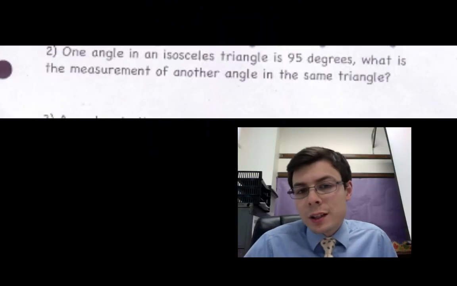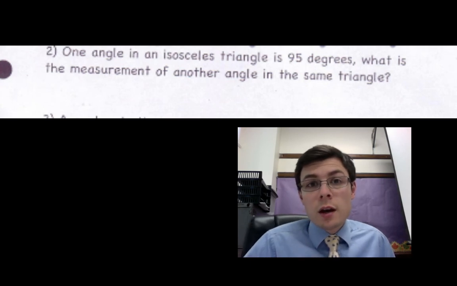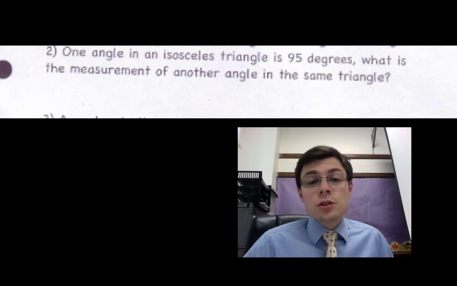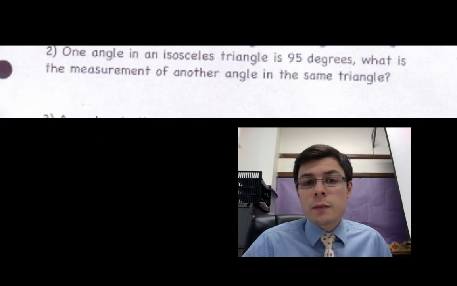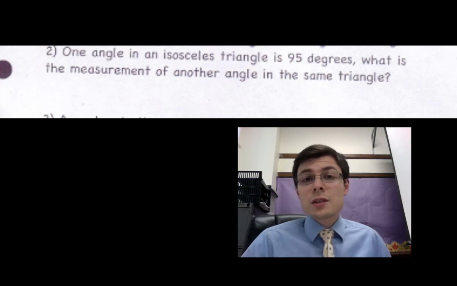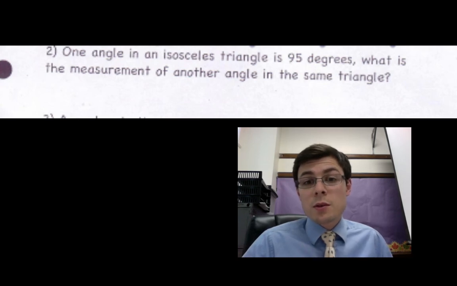For question number 2, they tell us that we're dealing with an isosceles triangle. Remember that an isosceles triangle has 2 equal sides and one side of a different length. It also has 2 equal angles opposite those sides and one angle of a different measure. If 2 angles are the same, they can't both be obtuse, because if we have one obtuse angle in a triangle, the other 2 must both be acute. So here, with an isosceles triangle that has an angle of 95 degrees, that's our largest angle, and there must be 2 other angles that are smaller and equivalent.